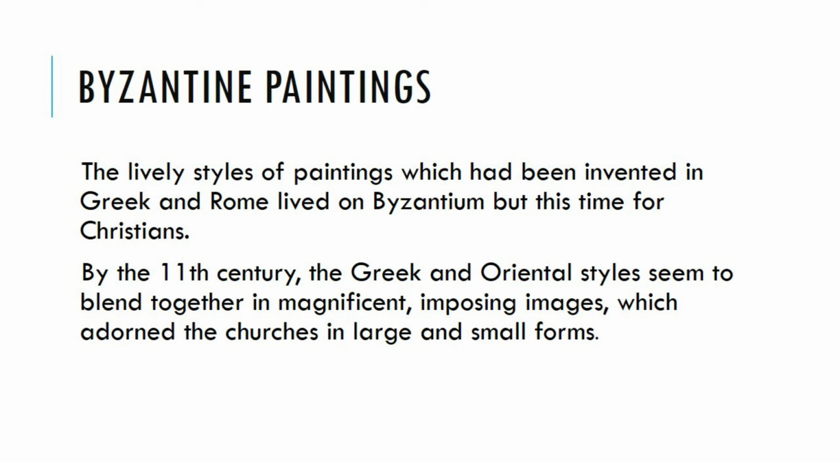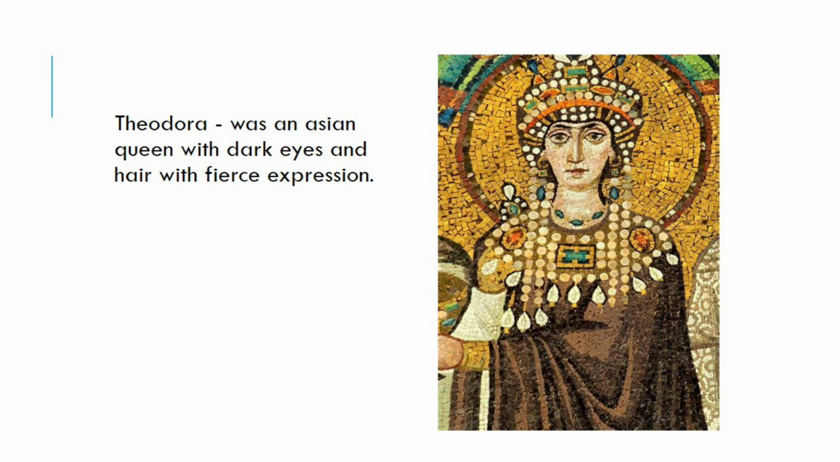Next are the Byzantine paintings. In the 11th century, the Greek and Oriental styles seem to blend and they made these large forms in the churches. An example is Theodora. Theodora was an Asian queen with dark eyes and hair and a fierce expression. As you can see in the picture, meron siyang iba't ibang colors and there are no light colors used. Mostly are dark. And as I have said, her facial expression is fierce.